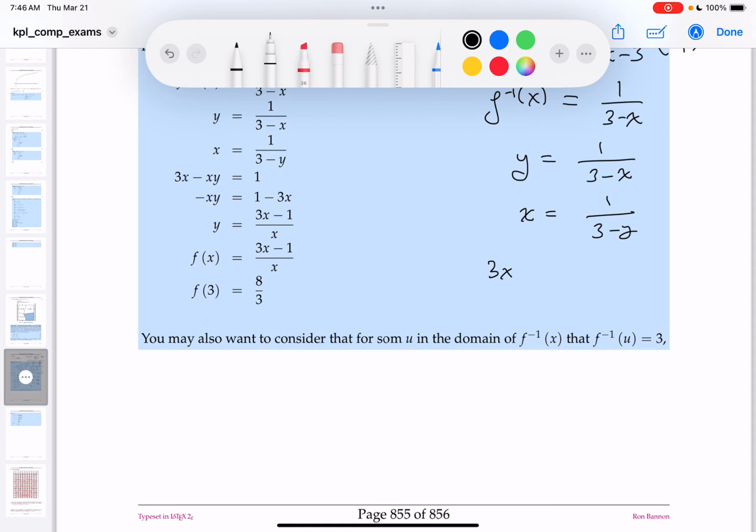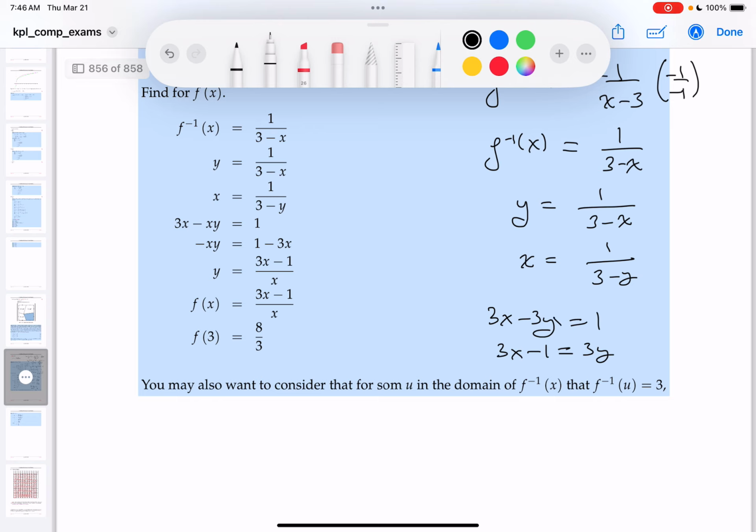We get 3x minus 3y is equal to 1. I'm trying to solve for y, by the way. I can say 3x minus 1 equals 3y, and then I would divide through by 3. And what do you get? I'm sorry, I made a mistake already. This is the x over here. Let me make sure I did that. I really screwed up. I've got to stop. Let me start that again.